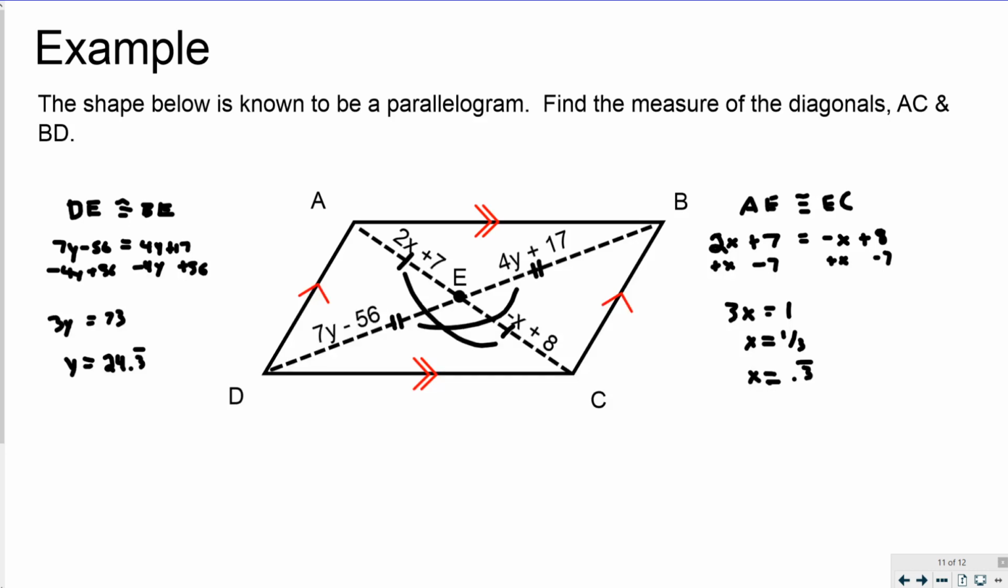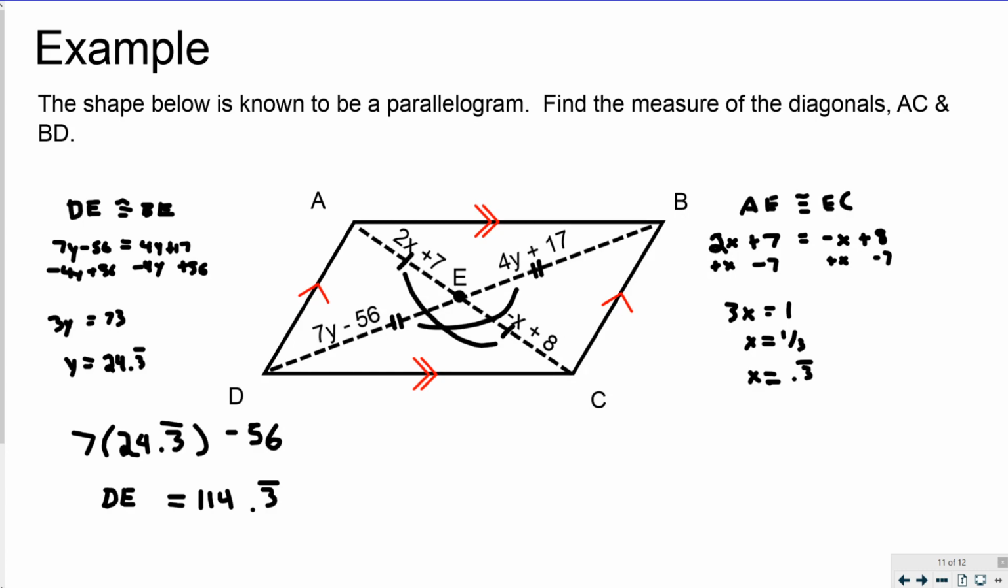So for y, if I were to substitute y into the equation of 7y, so 7 times 24.3 repeating, that's a 2, and then take away 56 from it, that'll tell me what that is. So let's go ahead and do that. So 7 times 24.3 repeating minus 56 gives me 114.3 repeating, which means that is half the measure. So this is equal to DE.